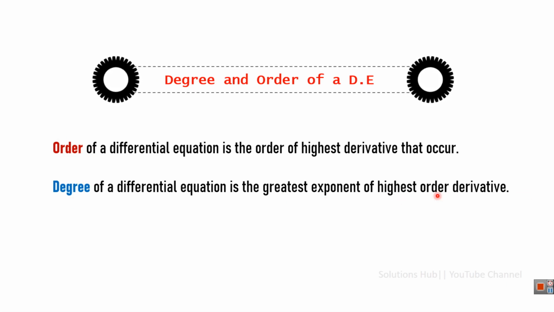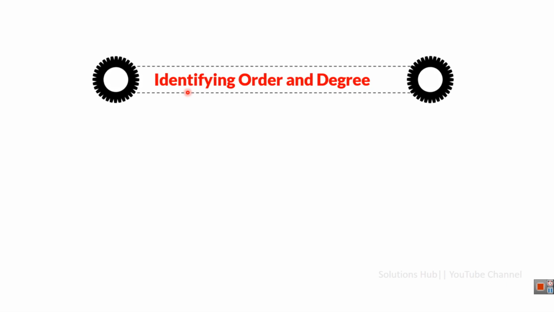The highest order derivative is that particular derivative involved in the order of the differential equation. So first we have to identify the order by identifying the highest derivative involved, and after that we are going to identify its exponent. That particular exponent will be called the degree of the entire differential equation. So let's talk about examples, and we will identify the degree and order of differential equations. Here we have our first example.